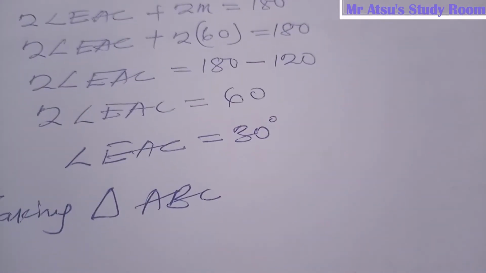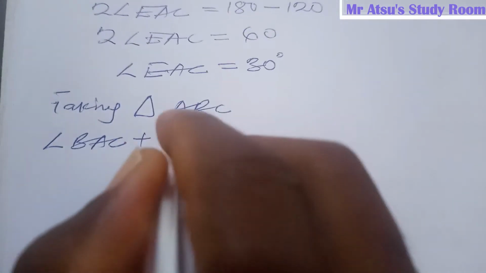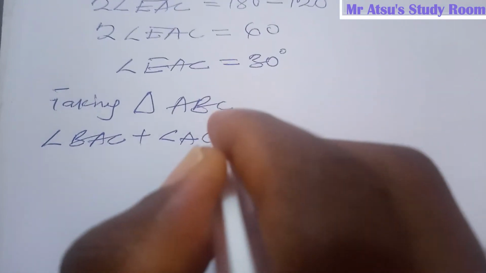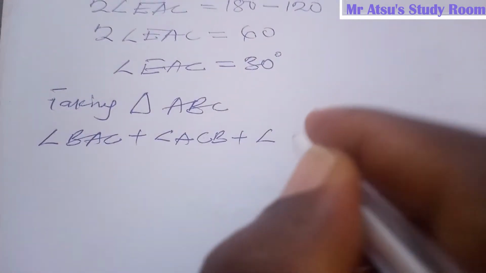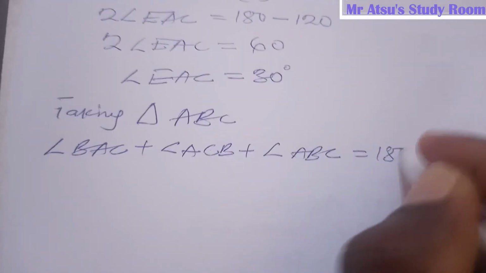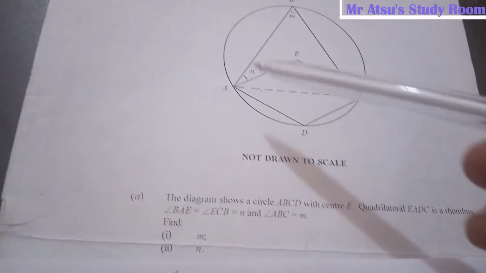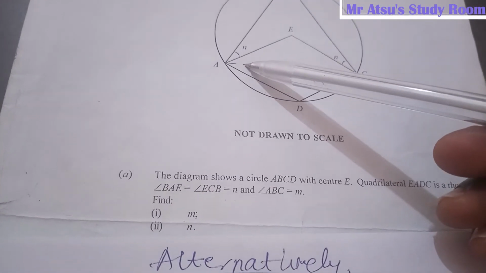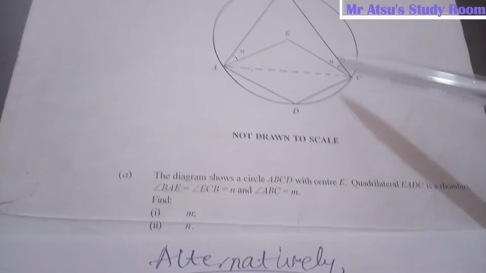Taking triangle ABC, angle BAC plus angle ACB plus angle ABC equals 180 degrees. And from the diagram, BAC is N plus the 30 degrees we found, and then ACB is also N plus the 30 we found, and then this is M. So let's go and fix that.